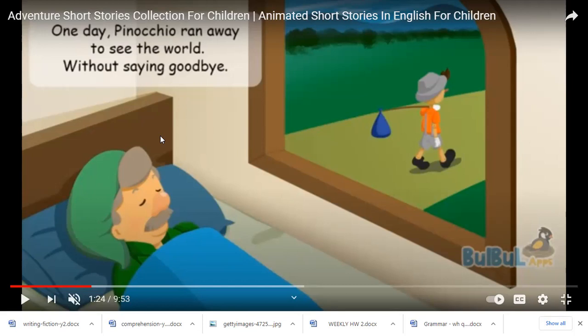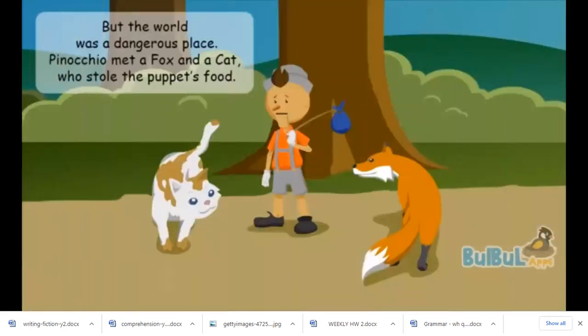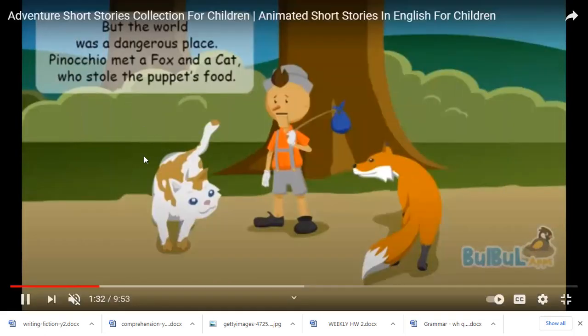He ran away without even saying goodbye. But the world was a dangerous place. Pinocchio met a fox and a cat who stole the puppet's food.